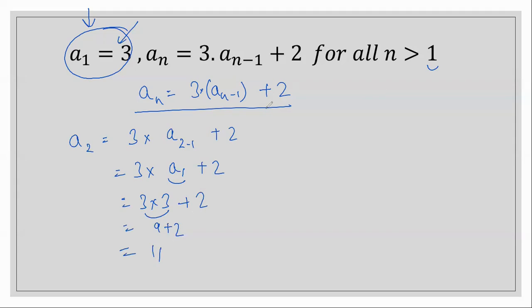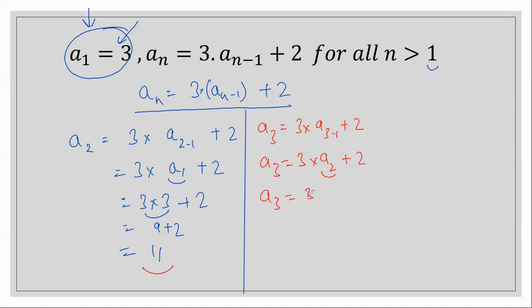Now let's talk about A3. A3 equals 3 times A of 3 minus 1 plus 2. So A3 is equal to 3 times A2 plus 2. What is A2? We have just found out. So 3 times 11 plus 2, that is 33 plus 2, that is 35. So A3 is 35.